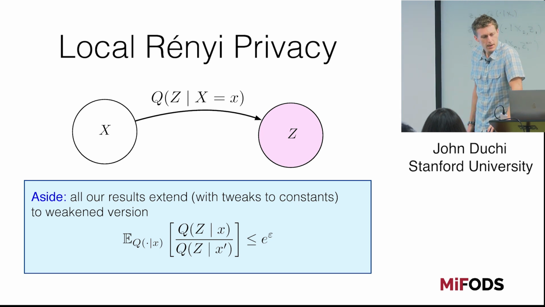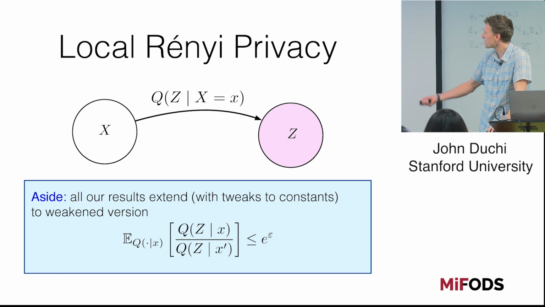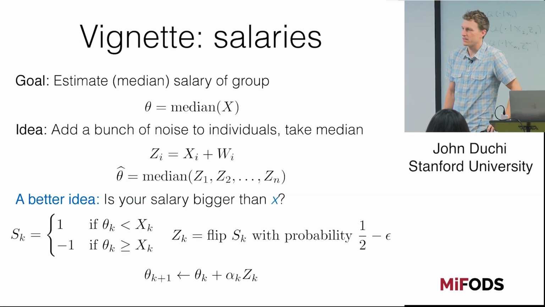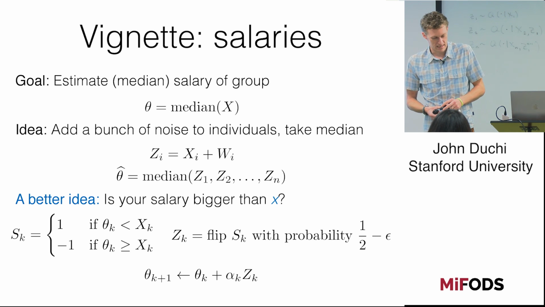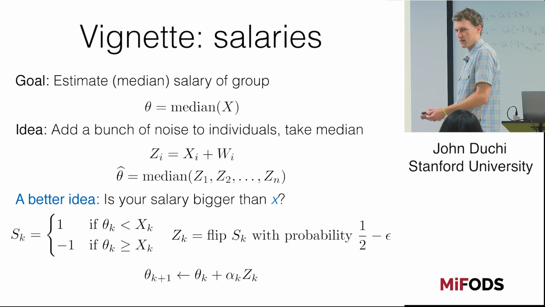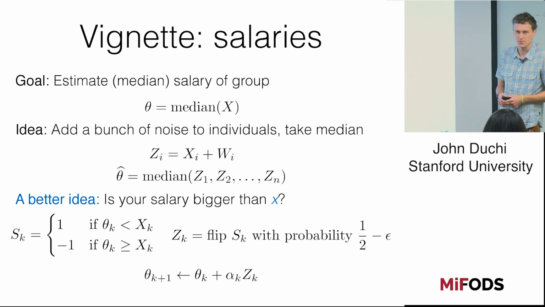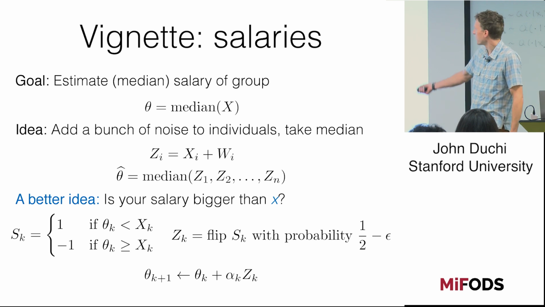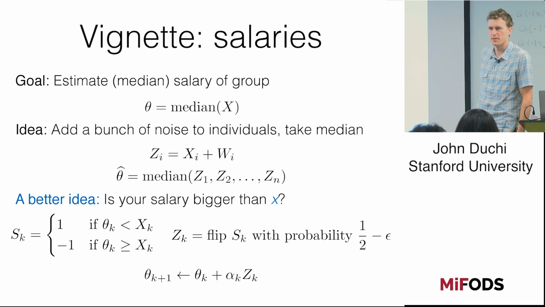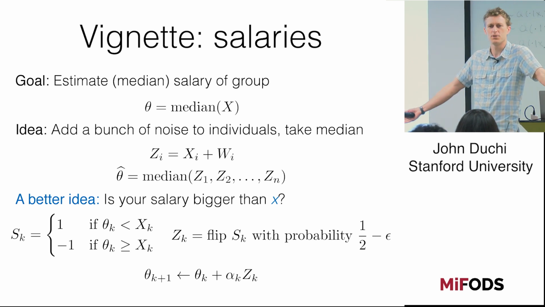OK, so let me give a little vignette just to motivate this. I'm going to try to develop optimal schemes under these kinds of constraints, either differential privacy or this kind of averaged version of differential privacy. So here's a funny vignette. Let's suppose I wanted to estimate the median salary of all the employees in the University of California school system. So I have a bunch of data X, and I want to estimate the median salary. All right, so what might you do?